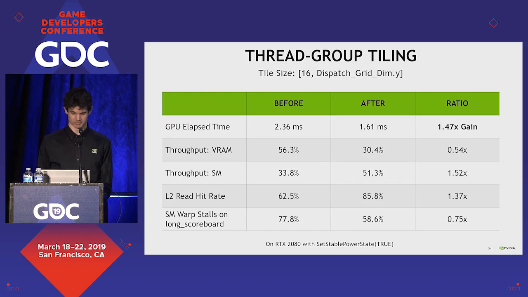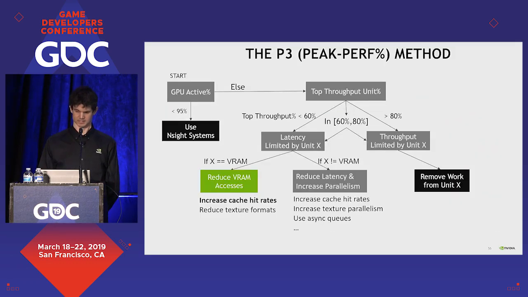However, the long scoreboard warp stall reason, which indicates that lots of warps are waiting on texture dependencies, got down, but it's still big. So it could be the next thing to attack. You solve this, and then at the next level, we want this down. But anyway, we're here on the decision tree. We were VRAM latency limited, and we fixed the main issue by increasing the L2 hit rate. And that was done by just reordering the thread IDs.